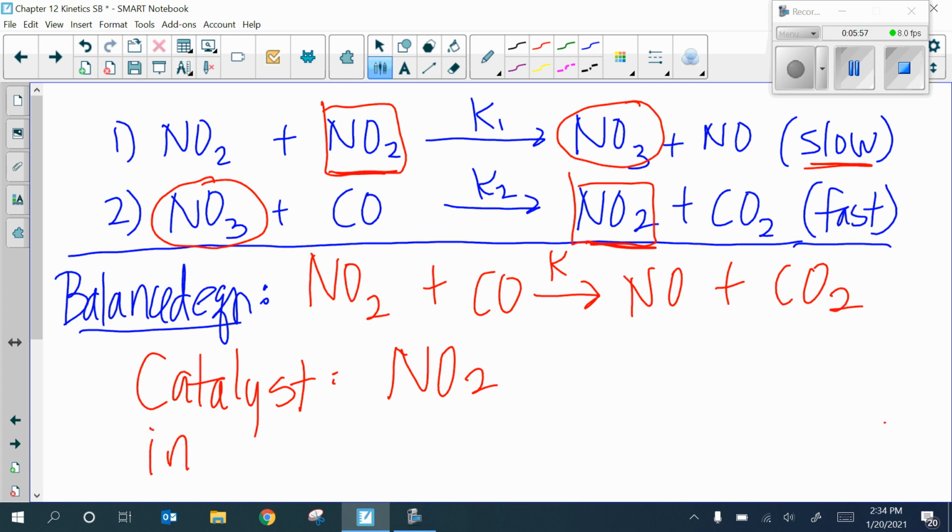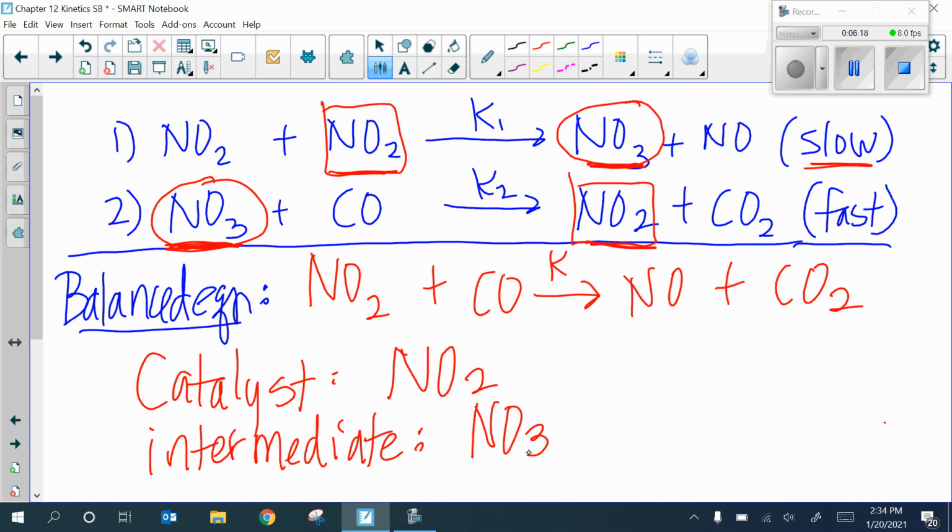And then we have an intermediate species. And our intermediate, if you look at the definition, it says that it is formed as a product, then used up as a reactant. So it's temporarily formed and then used up or consumed. So that in this case would be nitrogen trioxide. Okay, so I hope that makes some sense to you.